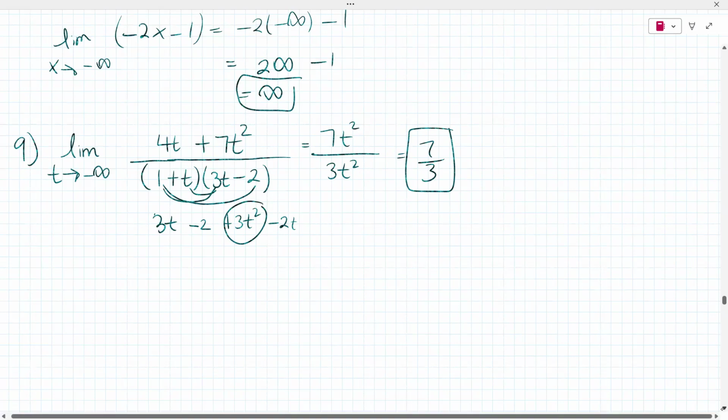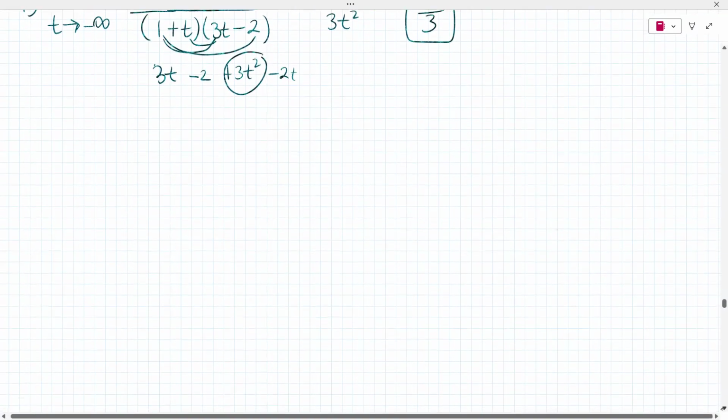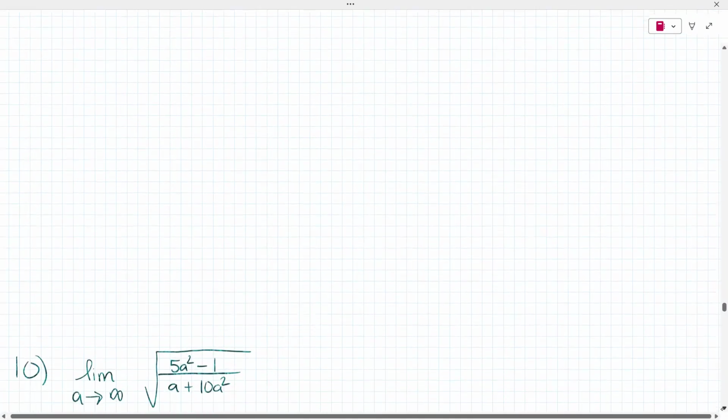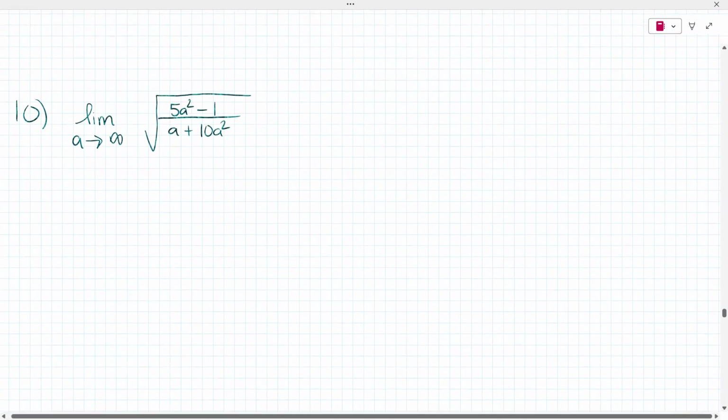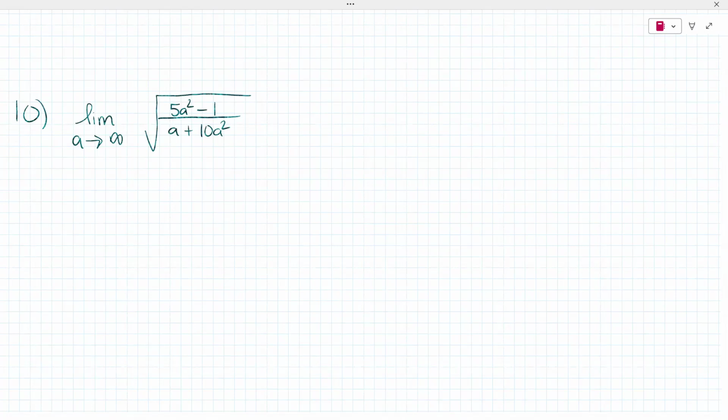Okay, let's move on to example 10 involving square root. Number 10 says, what is the limit as a approaches positive infinity of the square root of 5a squared minus 1, all over a plus 10a squared? So you can rewrite this. This is all over square root, so you can write it into two square roots. So square root of 5a squared minus 1 over square root of a plus 10a squared.